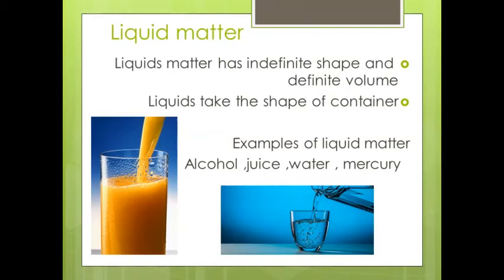Why does liquid matter have indefinite shape? Because liquid takes the shape of its container. Our examples of liquid matter: alcohol, juice, water, oil. We have many examples of liquid matter in our home. Liquid matter has indefinite shape and definite volume. Why? Because liquid takes the shape of the container, like juice or water.